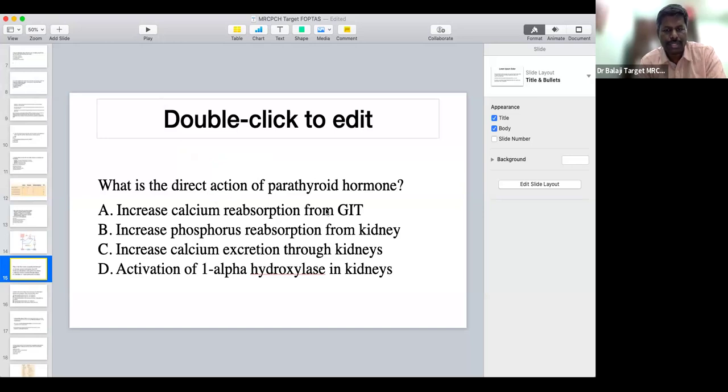So increased calcium reabsorption from the gut is going to be wrong. Increased phosphorus reabsorption from the kidney is also wrong because it doesn't cause the reabsorption of phosphorus. It's going to excrete the phosphorus. Increased calcium excretion through the kidney is also wrong. It actually promotes the reabsorption of calcium through the kidney. Activation of 1-alpha hydroxylase in the kidneys. So do you all agree that parathormone's main action is the activation of 1-alpha hydroxylase, thereby converting 25 hydroxy calciferol to 1,25 hydroxy calciferol? Okay.